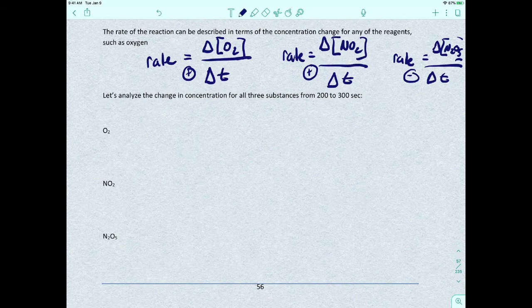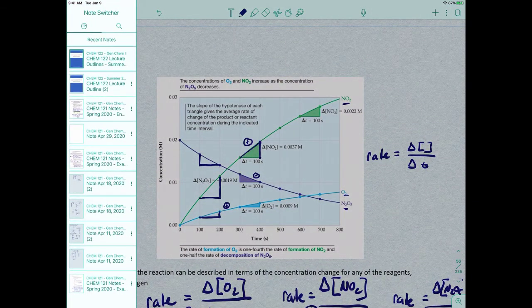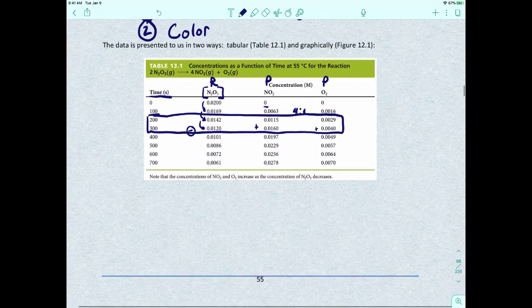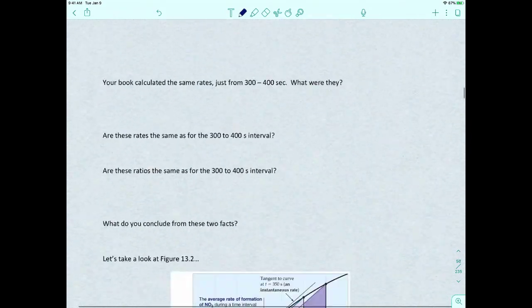So let's try this out. Let's focus on O2 for a minute. Now, if I go back to the table for O2, this concentration table, the concentration of O2 at 300 seconds is 0.0040 molar. Concentration for O2 at 200 seconds is 0.0029 molar. All right, so those are my concentrations.